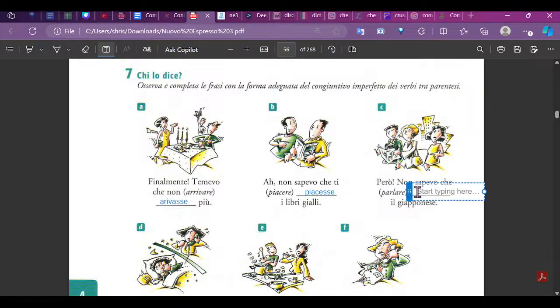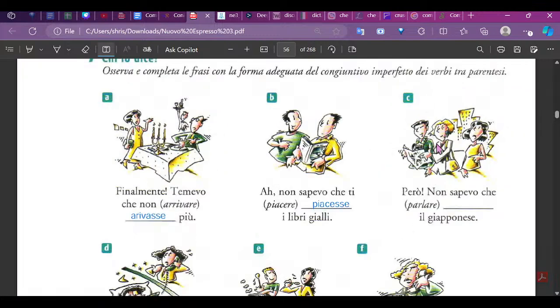Okay, non sapevo che. Yeah, so your knowledge is imperfect. It's not perfect, it's not complete. Like this person, for example, is saying, oh, I didn't know that you like these detective mystery books. My knowledge was imperfect, and because my knowledge was imperfect, I didn't know, use che. That's why I use the congiuntivo imperfetto. Okay, però non sapevo che.